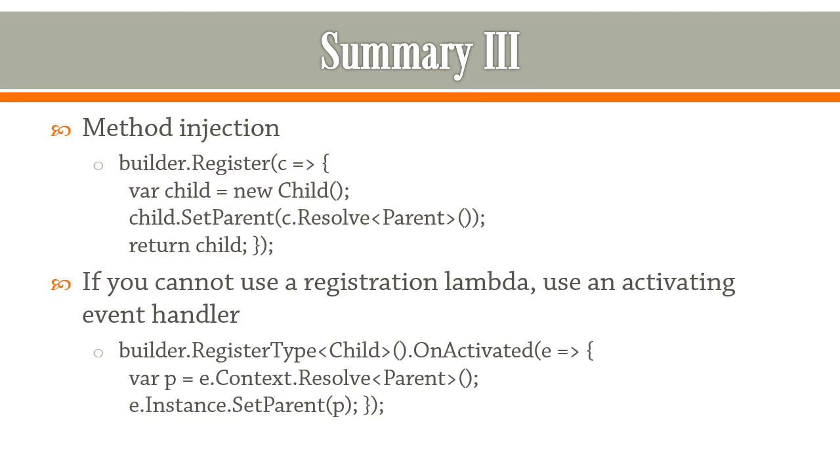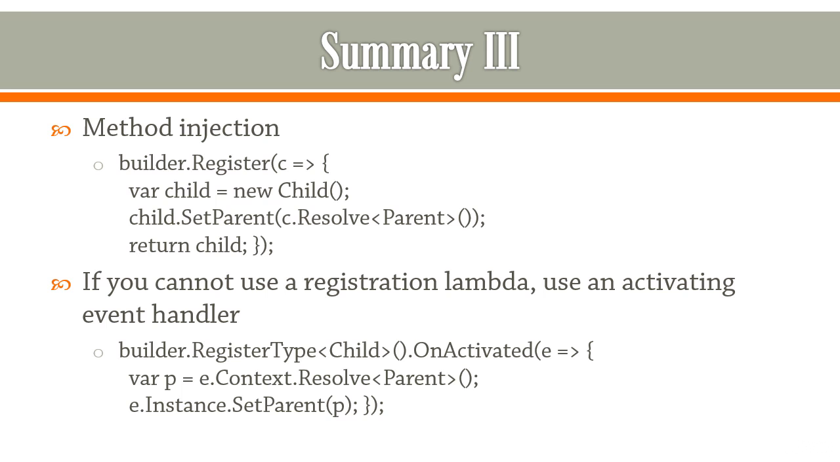Now, in addition to this, if for some reason you cannot use a registration lambda, there is another thing that you can do called an activating event handler. So essentially what you can do is, after you register the child, there is this lifetime event called onActivated, and this is a place where you can resolve, for example, something out of the event.